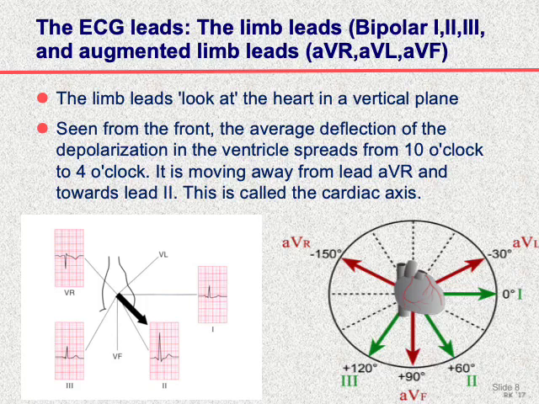It is not important to know how these leads are constructed or invented, but the important issue is to know from which direction these leads are looking at the heart. We have 6 limb leads looking at the heart in a vertical plane, so imagine the patient is in front of you.